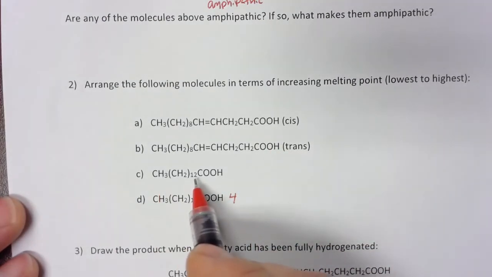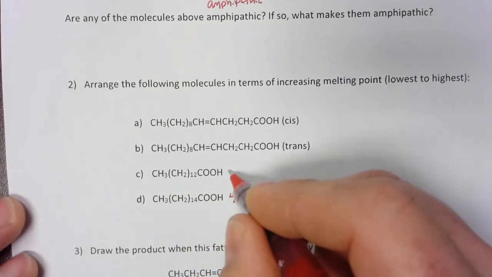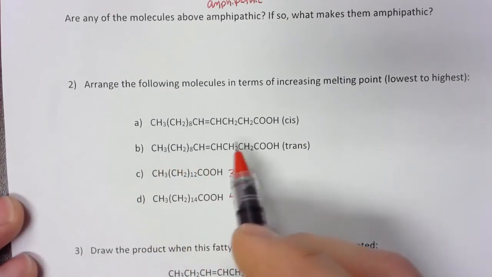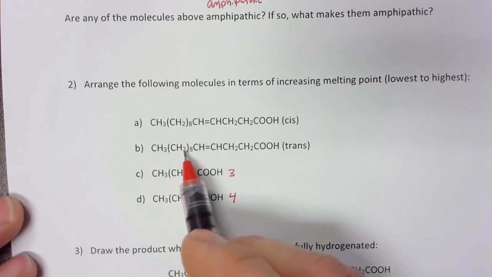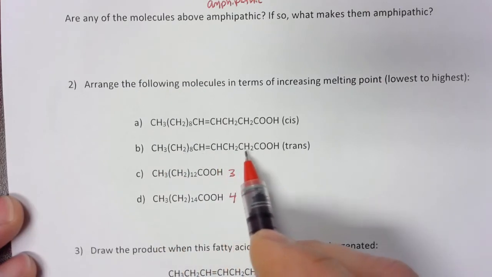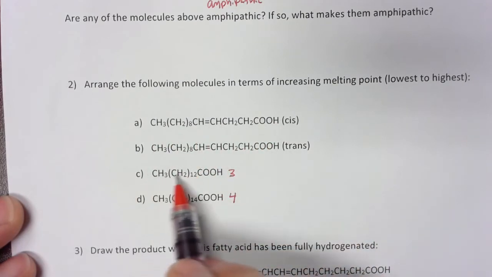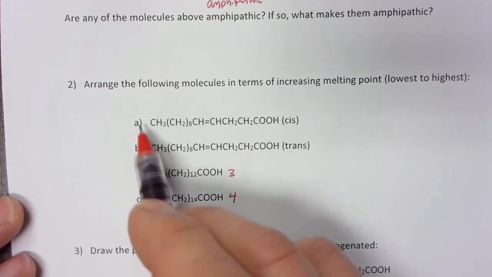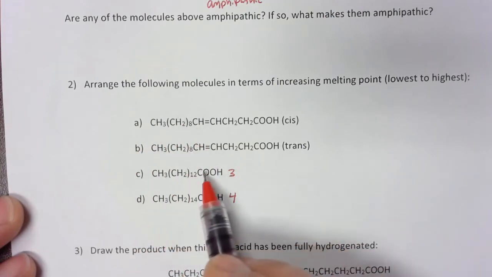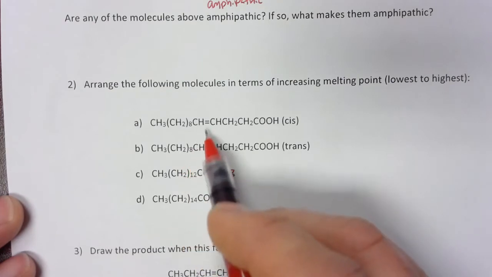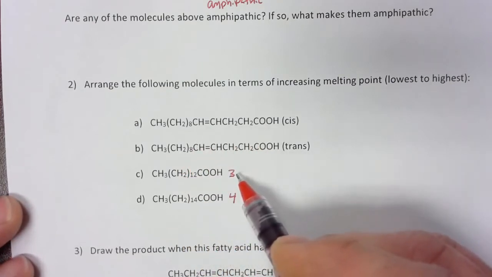This one is saturated and has 2 fewer carbons, so it will have the second highest melting point. Now if we look up here and compare the number of carbons, we have 1 plus 8, that's 9, 10, 11, 12, 13, 14. So these also both have 14 carbons. So we can make the direct comparison between A, B, and C because they all have 14 carbons. But since these are unsaturated, they will have a lower melting point than fatty acid C.